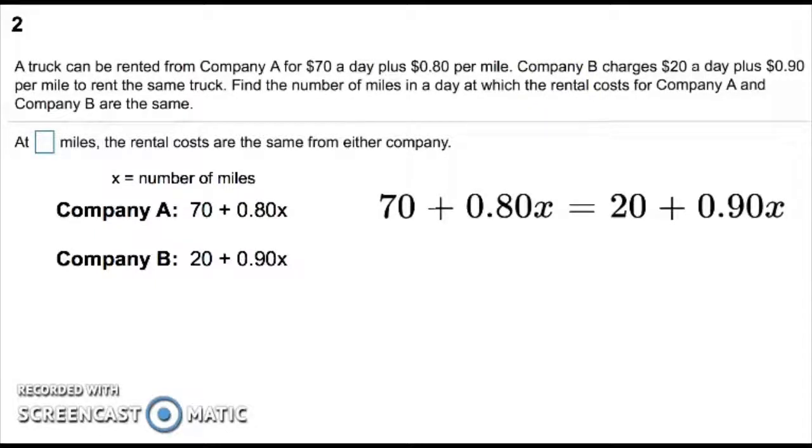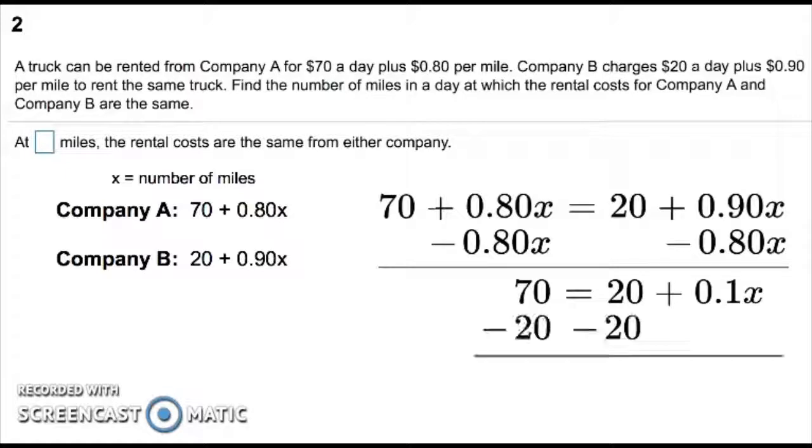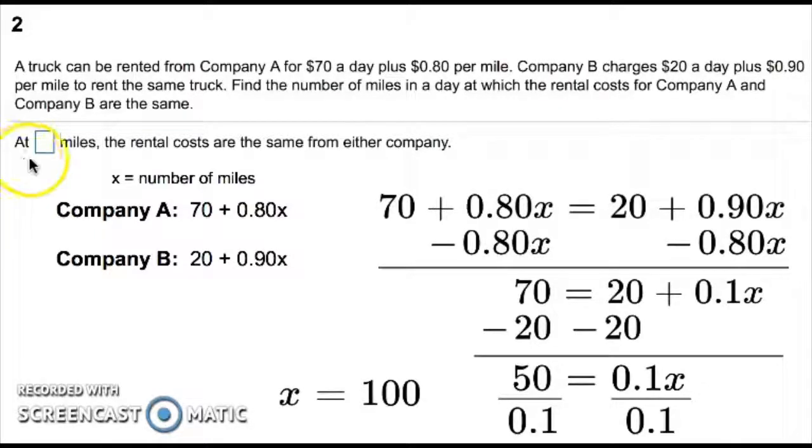And now we solve that equation. We start by subtracting 0.80x from both sides, and we get 70 equals 20 plus 0.1x. Subtract 20 on both sides, and we get 50 equals 0.1x. Divide both sides by 0.1, and we get x is 100. So at 100 miles, the rental costs are the same from either company.